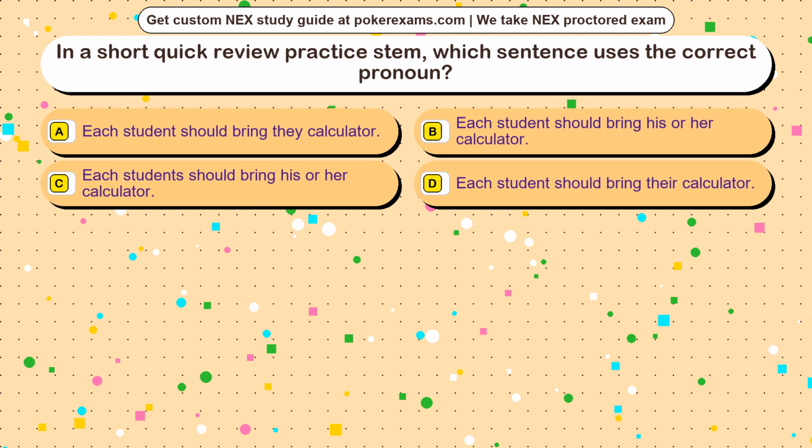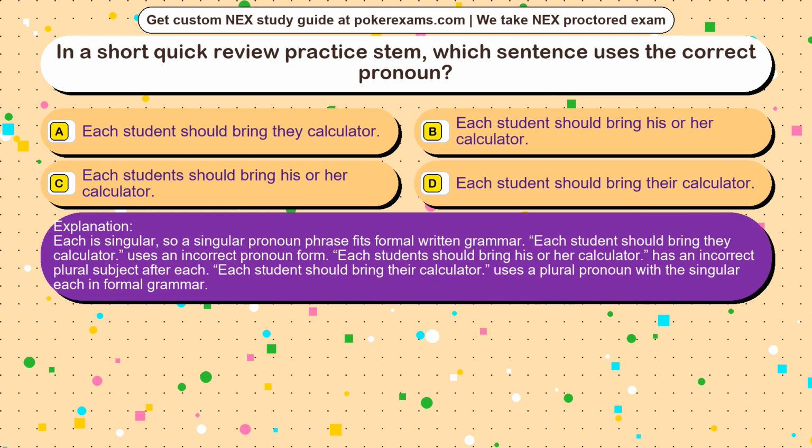The correct answer is option. Each is singular, so a singular pronoun phrase fits formal written grammar. Each student should bring their calculator uses an incorrect pronoun form. Each student should bring his or her calculator has an incorrect plural subject after each. Each student should bring their calculator uses a plural pronoun with the singular each in formal grammar.